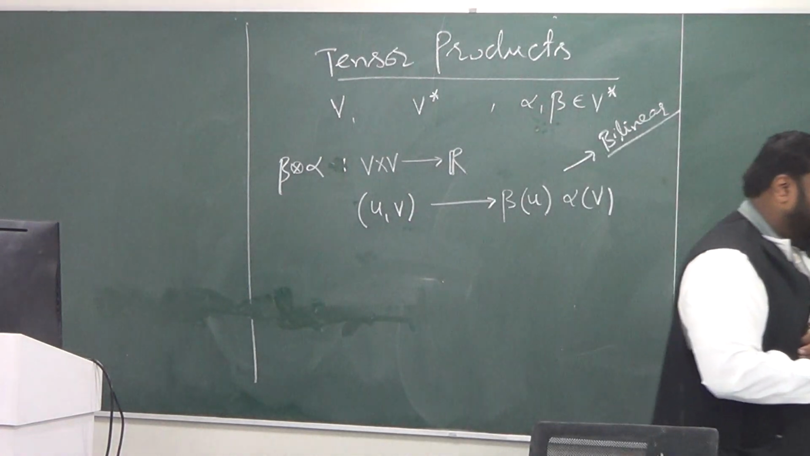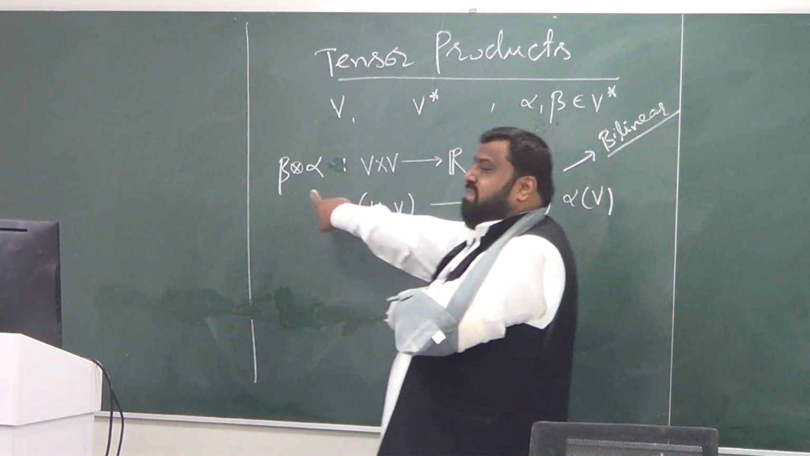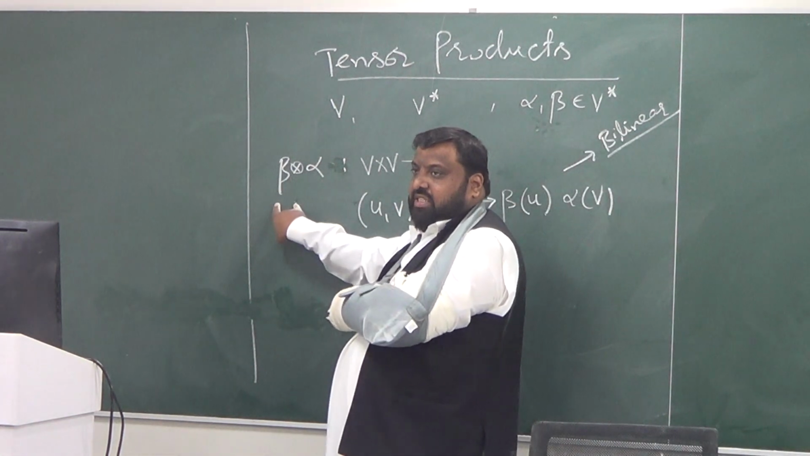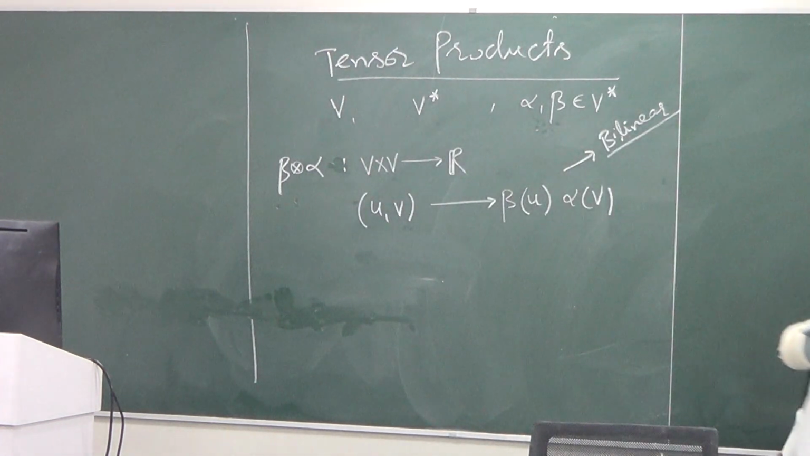Okay. So on V cross V, what do we mean by taking two vectors and having their tensor product? Basically we are saying that it's a kind of a map. So the tensor product is a bilinear map from V cross V into R. Are you getting the point? Okay.